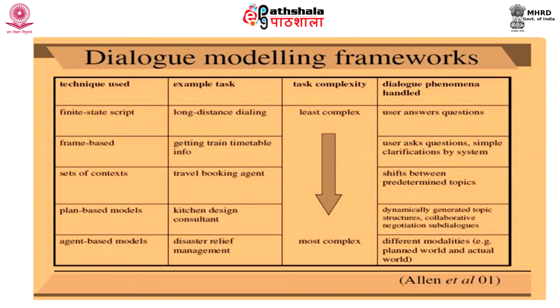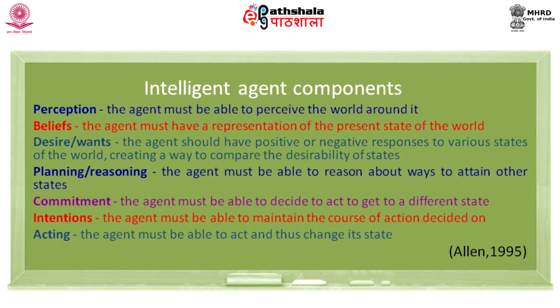And according to James Allen, these are the intelligent agent components. That is, an intelligent dialogue system should have these components if it wants to be like a human being: perception, beliefs, desires, planning, commitment, intentions, and acting to accomplish a given task.